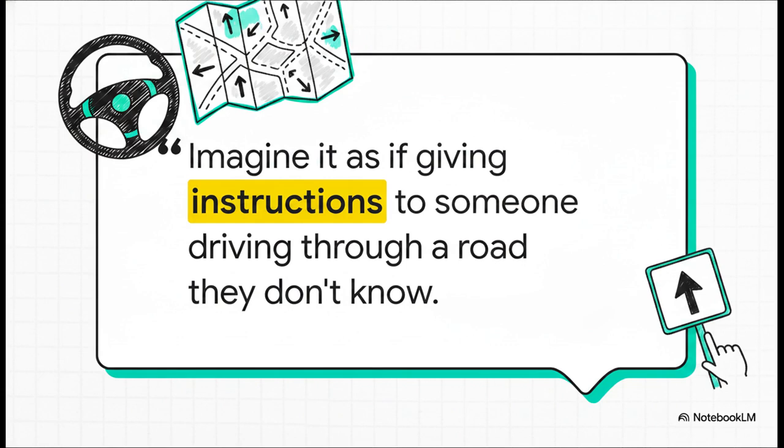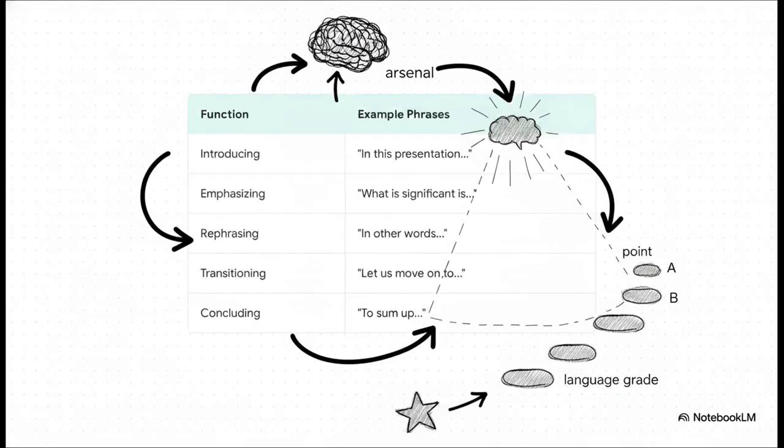Imagine giving instructions to someone driving down a road they don't know. The examiner doesn't know where your presentation is heading, right? You are in the driver's seat, and you need to give clear turn-by-turn navigation so they never get lost. So here is your C1 level arsenal. Please don't just jump blindly from point A to point B.